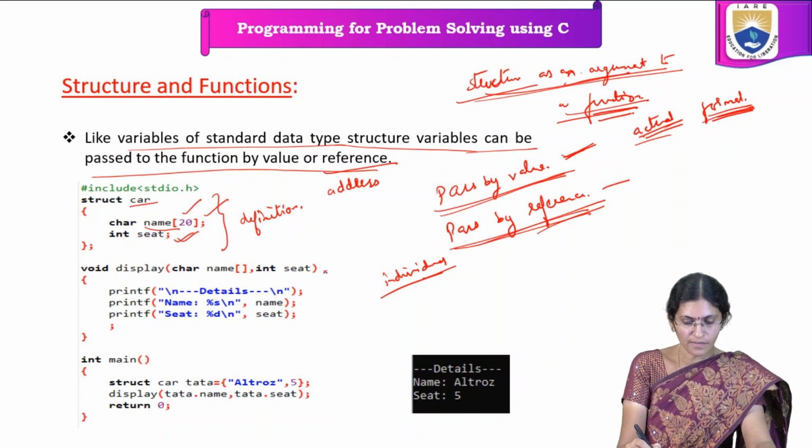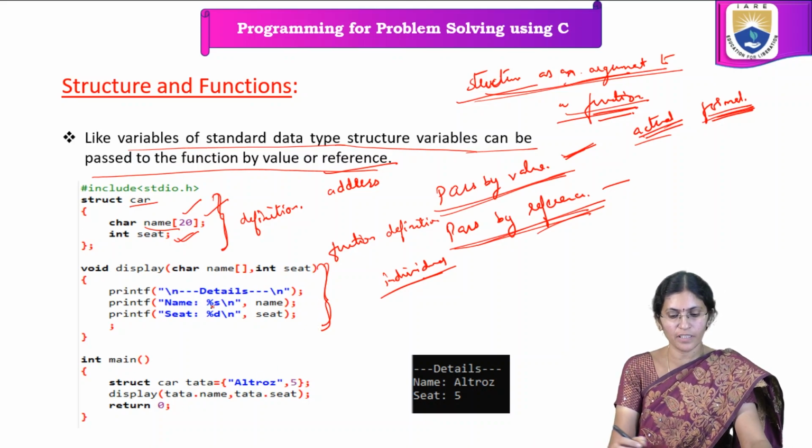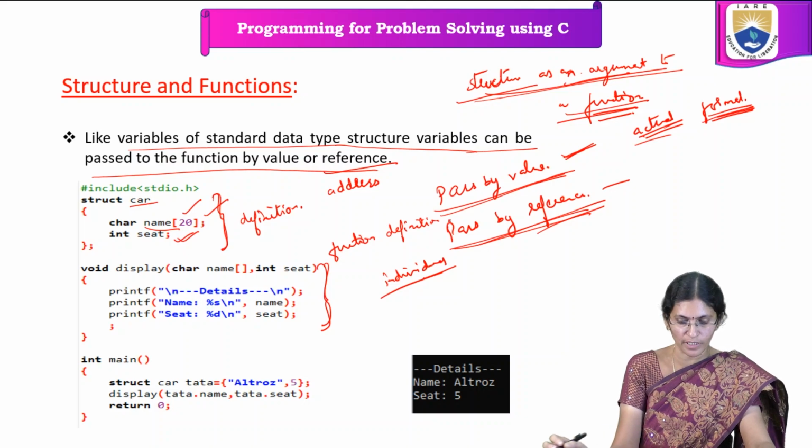Next, this is the function definition. This is the global declaration of the structure, and this is the function definition. Here we have defined the function before the main function itself. Therefore, there is no need to write the function prototype. We can skip the function prototype.